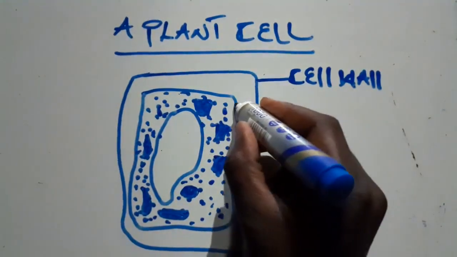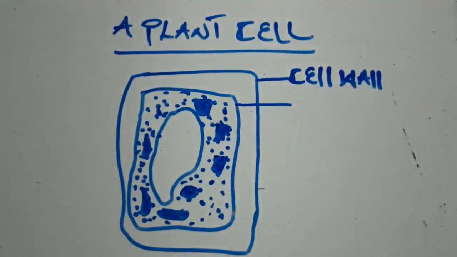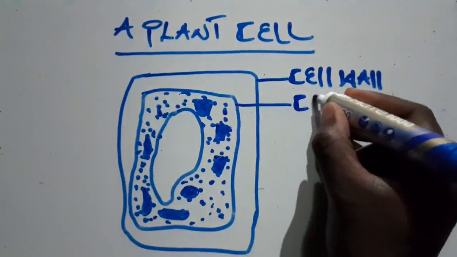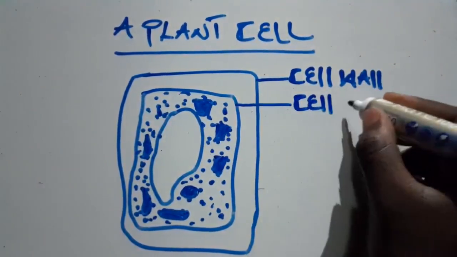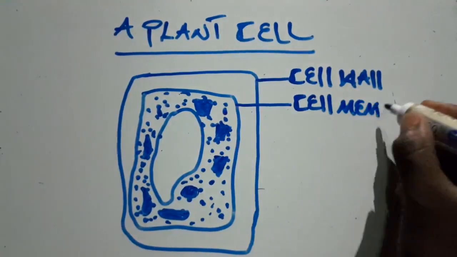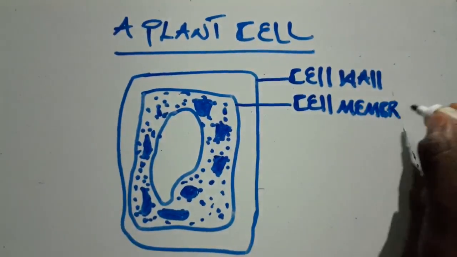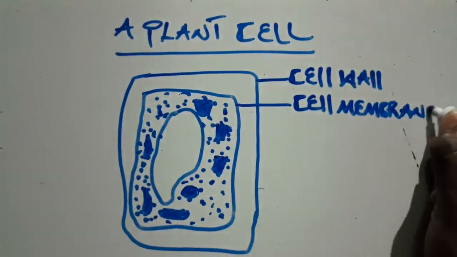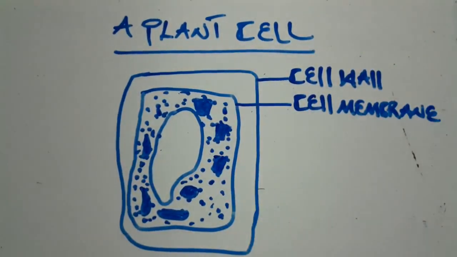And this part which follows the cell wall, it is called what? A cell membrane. So the function of a cell wall is to protect the cell, and also to support the cell.